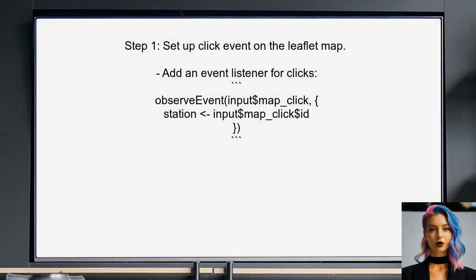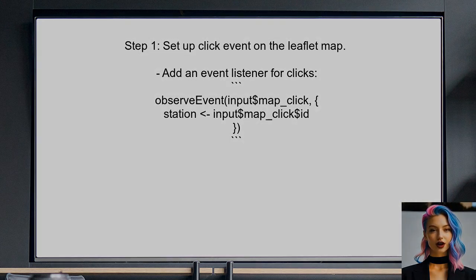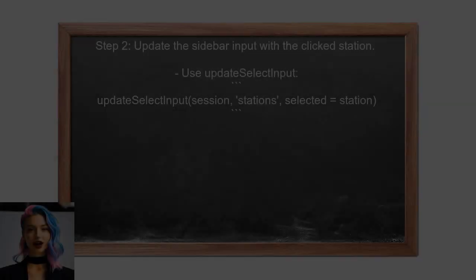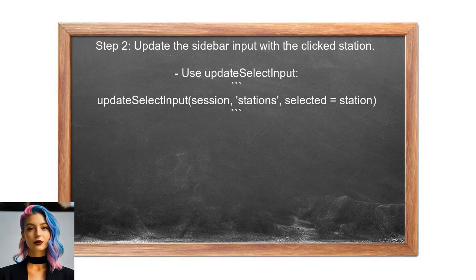To enable clicking on a point in the leaflet map to update the plot, the user should first ensure that the leaflet map is set up to recognize clicks. This can be done by adding an event listener for click events on the map. Next, the user needs to update the sidebar input based on the clicked station. This can be achieved by using the updateSelectInput function within the event listener.